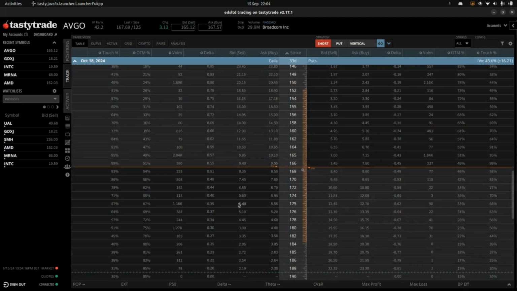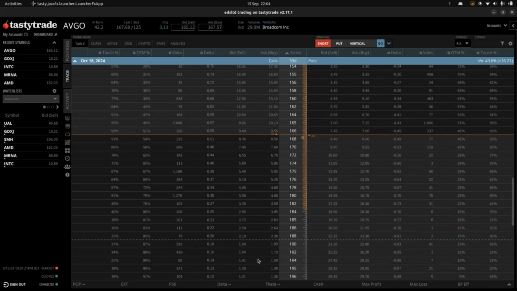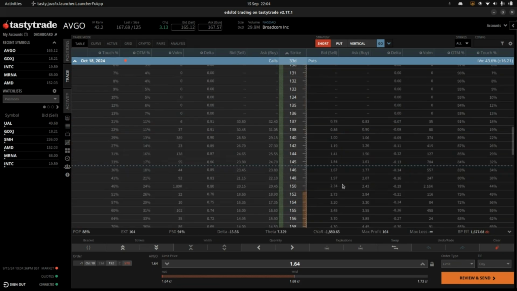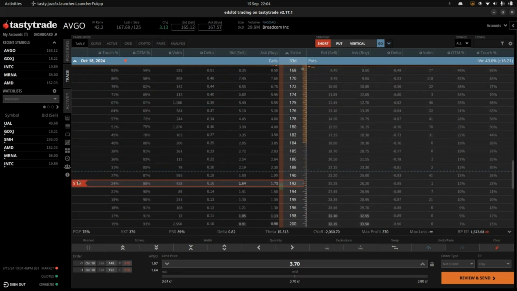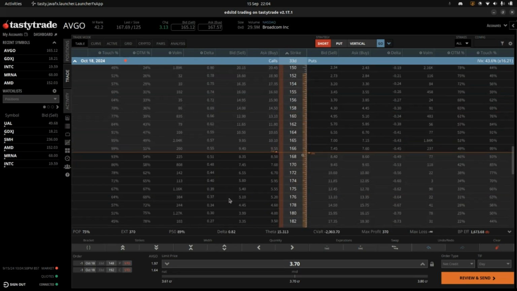But how far do you want to go? Because the amount of premium you collect will drop off as well. I like to go anywhere between 16 and 20 deltas. So let's say in this example, we go with a 16 delta. That works out to be the 192 strike. Then we go over to the put side, and we can find the 16 delta on the put side, and that's at the 148 strike. So now we're short one call at 192, and we're short one put at 148.